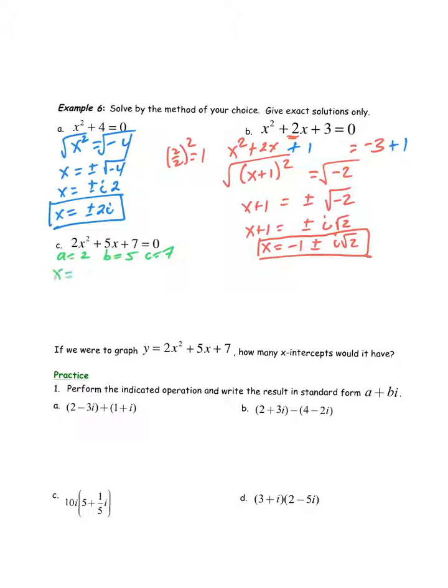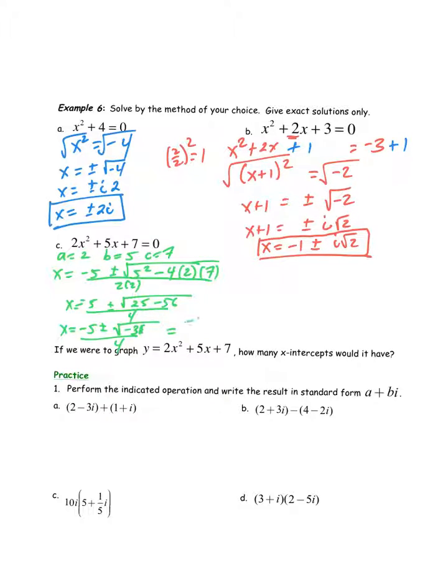So x is equal to negative b, negative 5, plus or minus the square root of b squared, which is 5 squared, minus 4 times a, which is 2, times c, which is 7, all over 2 times a, which is 2 times 2. So we have negative 5 plus or minus the square root of 25 minus 4 times 2 is 8 times 7 is 56, all over 4. So x is equal to negative 5 plus or minus the square root of 25 minus 56 is negative 31, all over 4. So x equals negative 5 plus or minus the square root of negative 31, we're going to write as i root 31, all over 4.